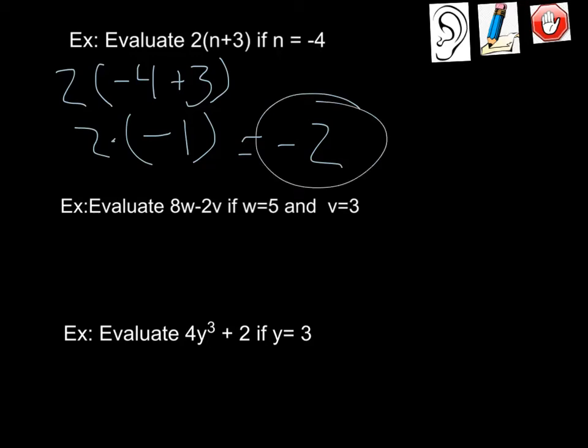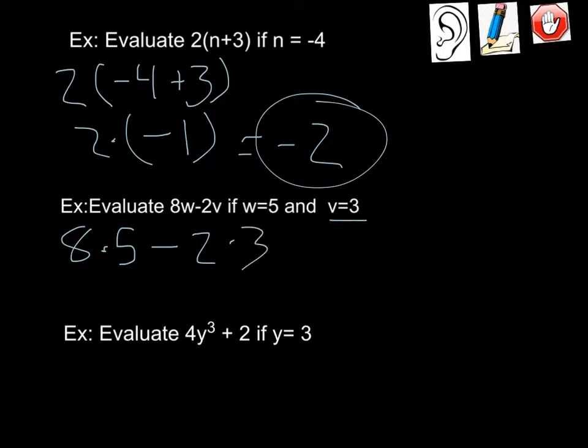Make sure that example gets written in your notebooks. Now we're going to go on to number 2. Evaluate 8w minus 2v if w is 5 and v is 3. So again, I'm going to rewrite and substitute. So I have 8 times w, which equals 5, minus 2 times v. 2 times v equals 3 in this case, so I'm just going to substitute.